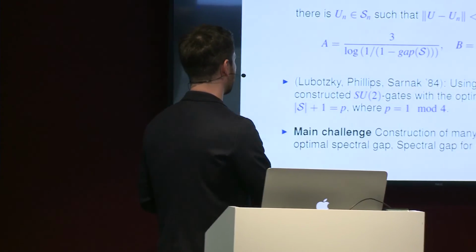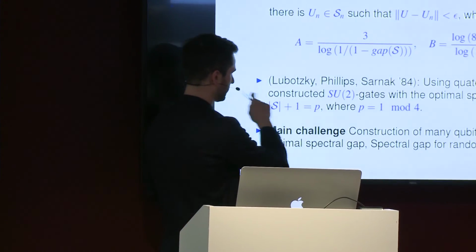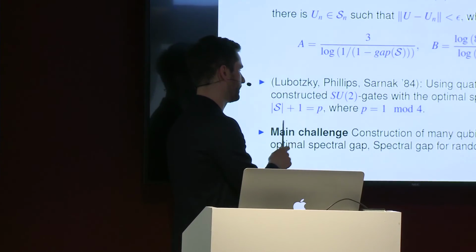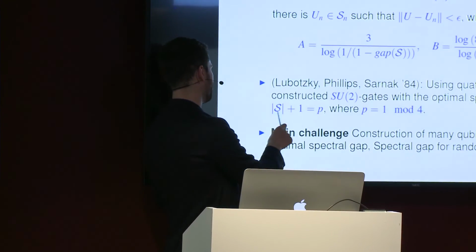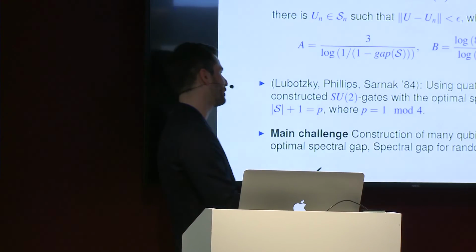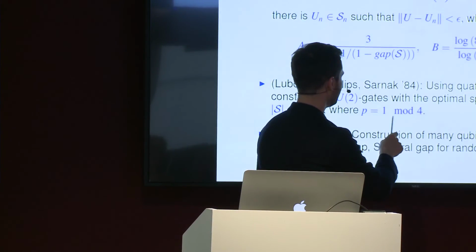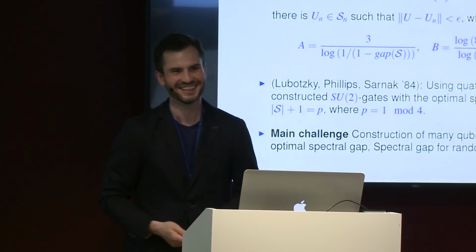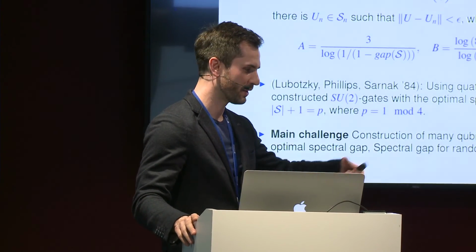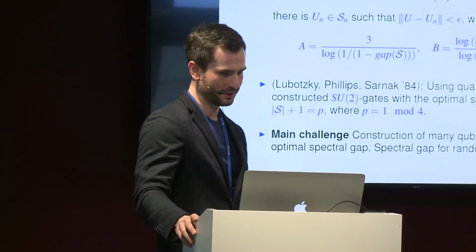So this result, which I was speaking about just a while ago, is also quite peculiar because it only works when the number of your gates plus 1 is the prime number, which is 1 modulo 4. And then, of course, there is the whole construction which works for this setting.